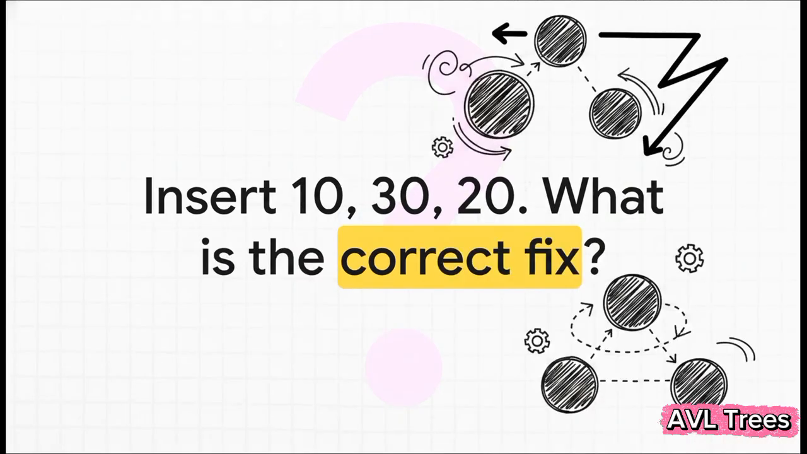Okay, how about this one? We insert 10, then 30, then 20. Now think about that path. 20 is to the left of 30, which is to the right of 10. You see that little zigzag? That's our telltale sign. This is a right-left case, which needs that double rotation. A right rotation first, then a left rotation.